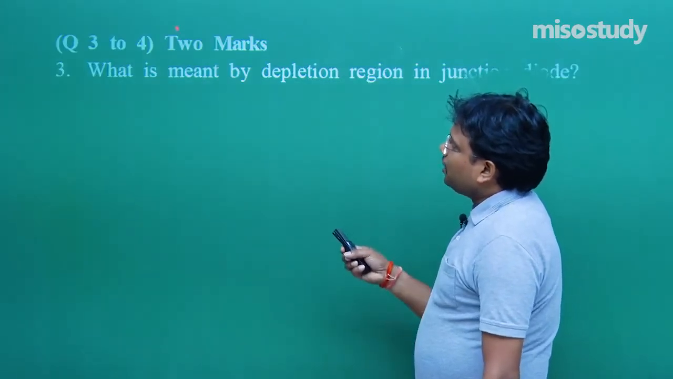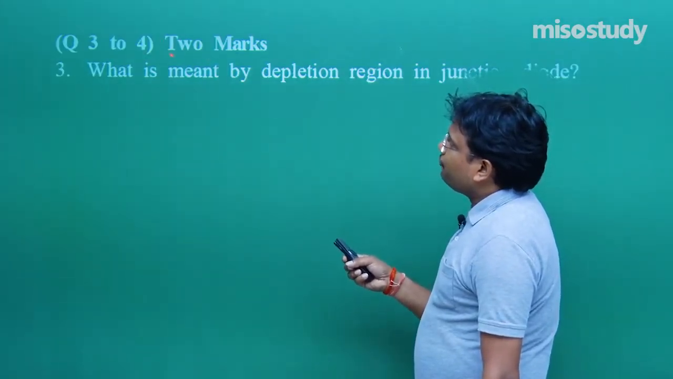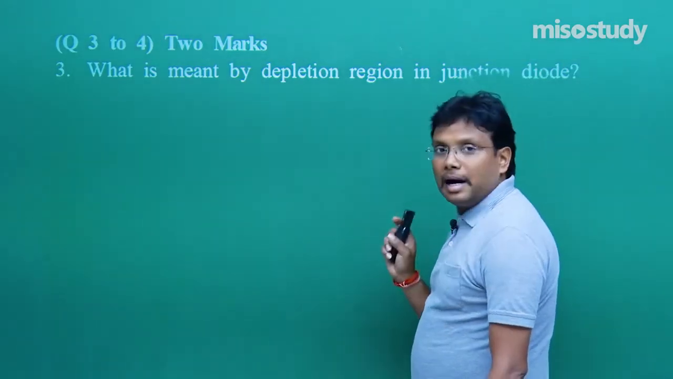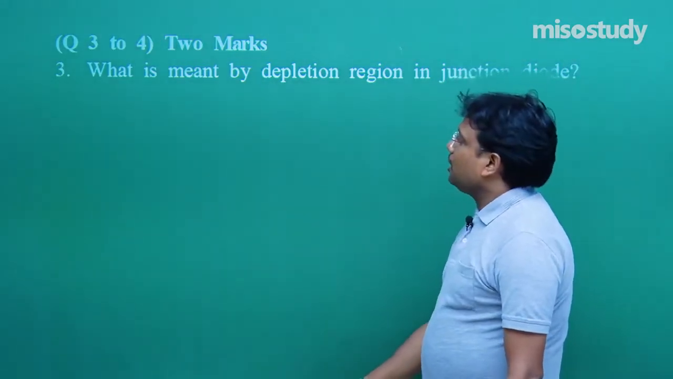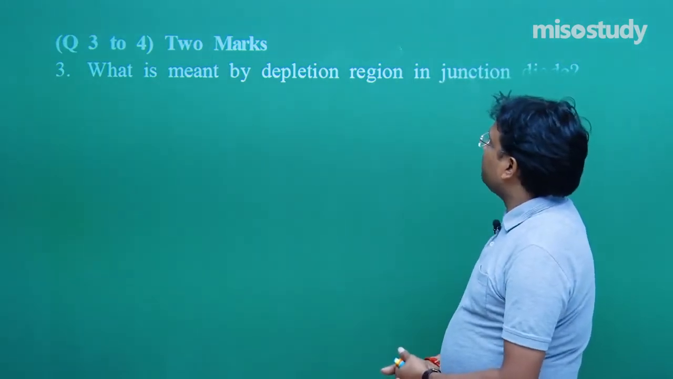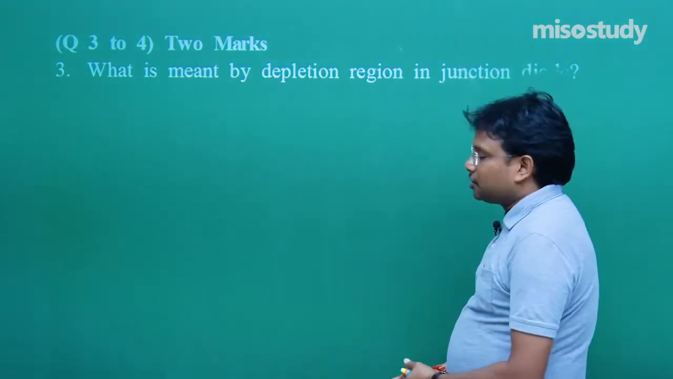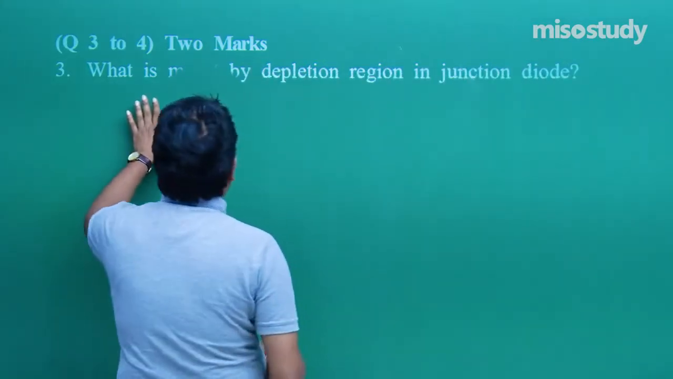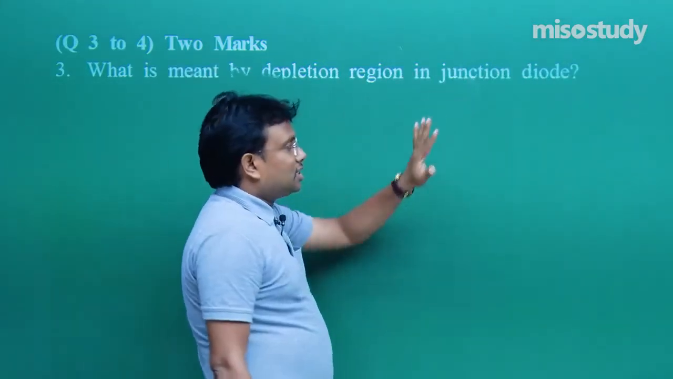Then question number 3 and 4, please do not forget that both these questions are for 2 marks. Okay. Now, what is meant by depletion region in junction diode? I hope the question is visible to all of you. What is meant by depletion region in junction diode?